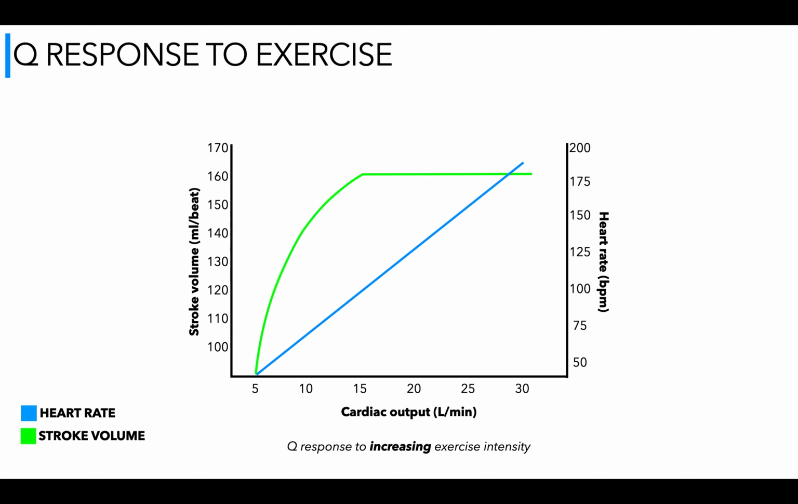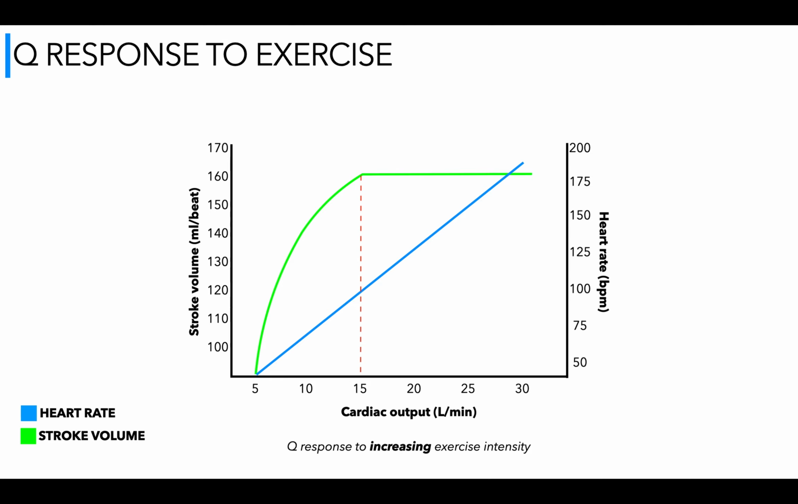And what we can see here is from that resting 5 on the cardiac output, we've got up to that 30 litres, what we saw in the last one. But what we can see on this graph here is stroke volume only counts for around half of the cardiac output. Heart rate takes care of the rest. So stroke volume plateaus at around 15 litres per minute.